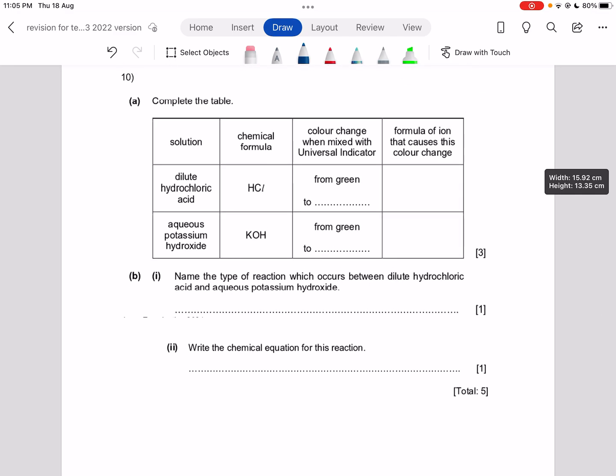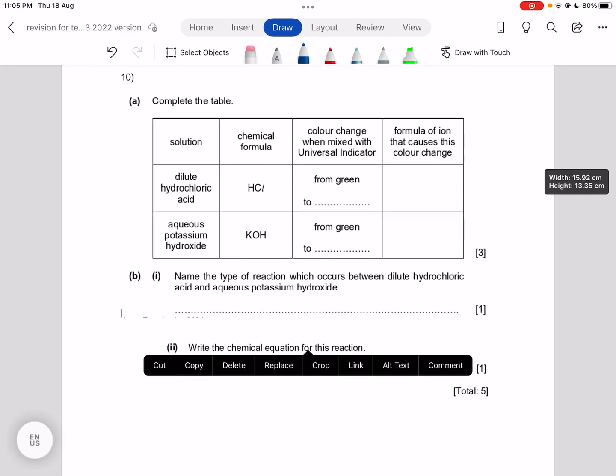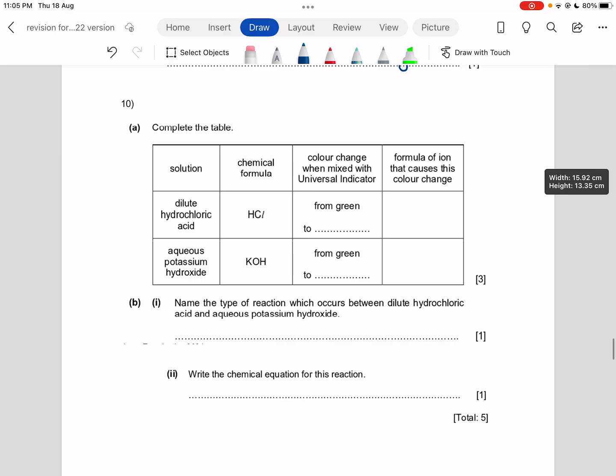Okay, so next one, complete the table. This one is to test you on the colors of your universal indicator, the ROY G BIV. I hope you will know what it means. R is red, O is orange, Y is yellow, G is green, B is blue, I is indigo, and V is violet.